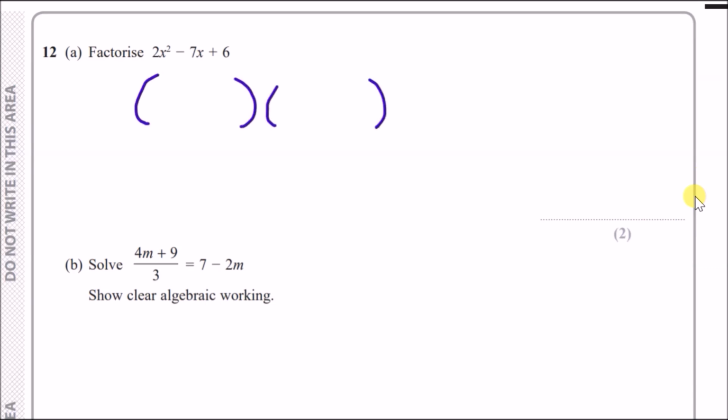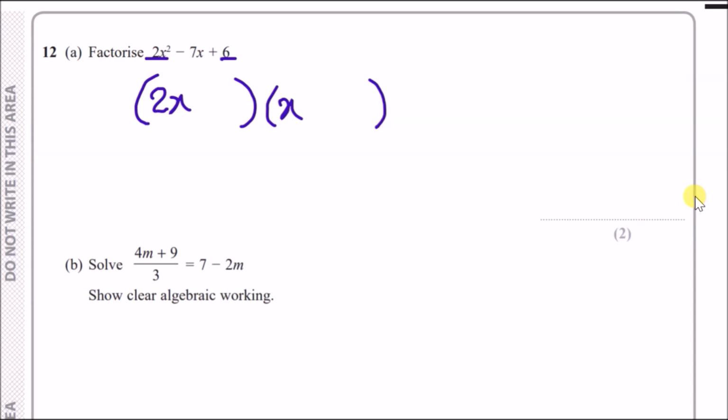Now, one of the rules is you always look at the coefficient of x squared, the value in front. It says 2x squared. So we always think two numbers are multiplied to make it. Well, it can only be 2x times x. That's just how it is. And now we look at the last digit, 6. And then we ask ourselves, what two numbers multiply to make 6?